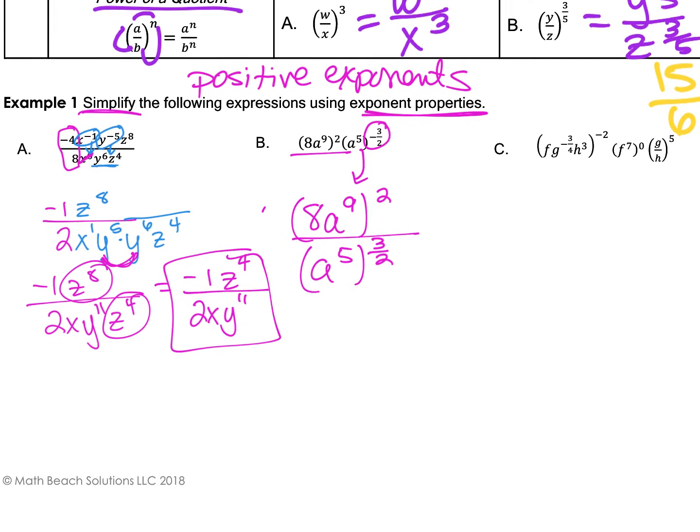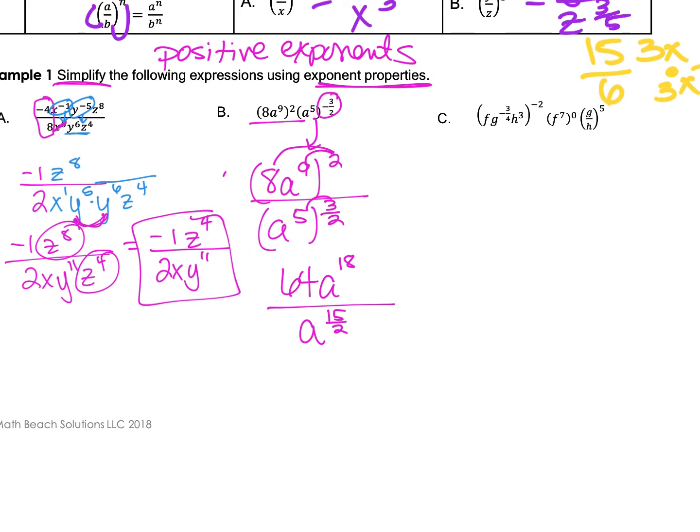Okay, so now I need to distribute this. Now, notice I have a coefficient of an 8. I need to square that. 8 times 8 is 64. And then when I distribute a power to a power, remember you have to multiply them. That's a to the 18th. And then in the denominator, I have the base a, and I'm multiplying these because I have a power to a power. That's 15/2. Okay, so I have 64, and I have a.